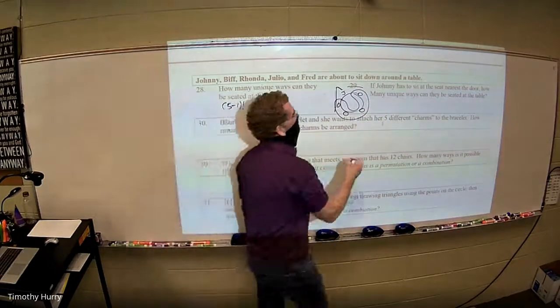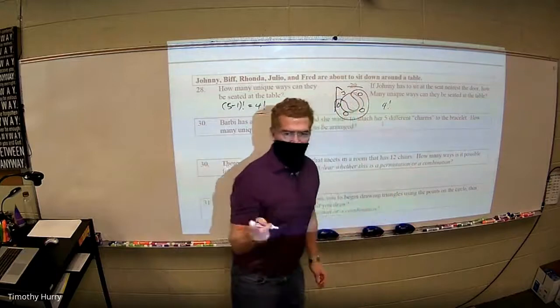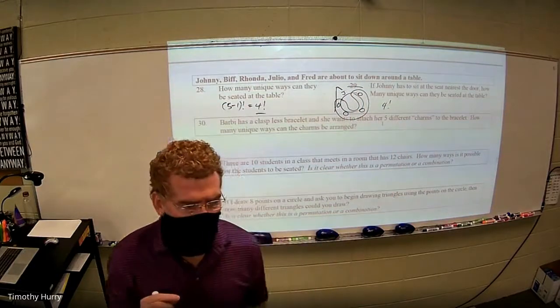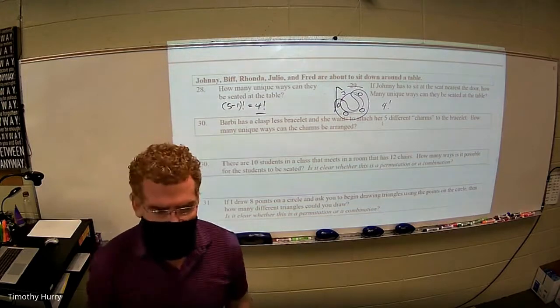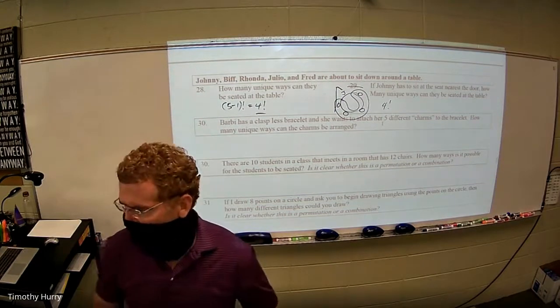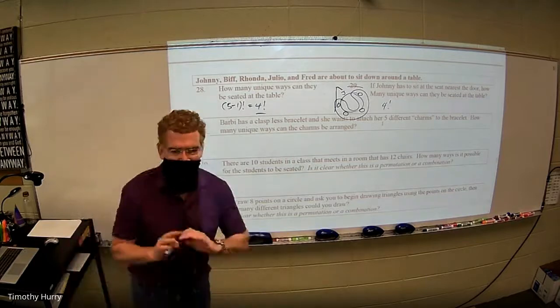So in this case, I would go 4 factorial, which is really bothersome to a lot of people because they're like, wait a minute. If I just arranged all 5 people around the circular table, that would be 4 factorial. And that blows people's mind a little bit. But again, just trust the math.